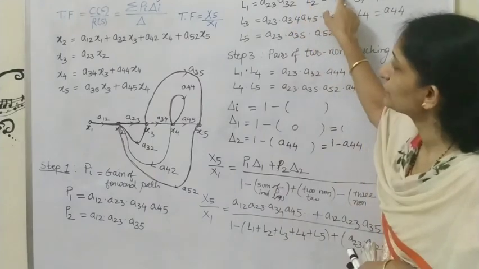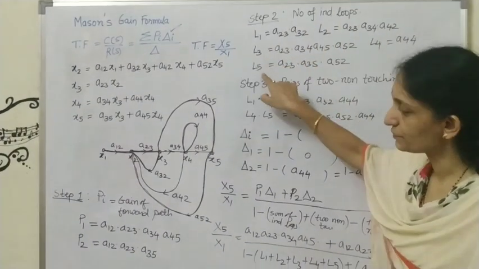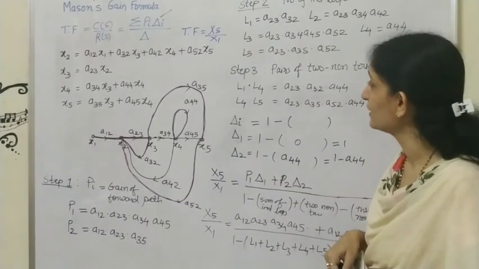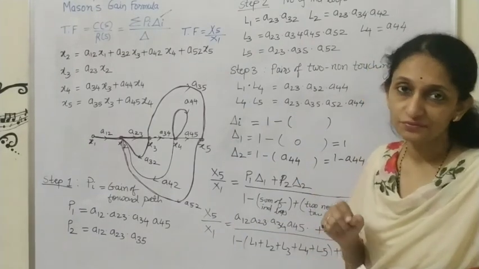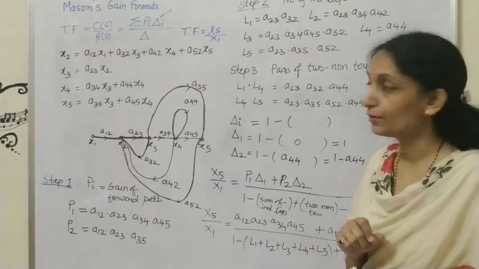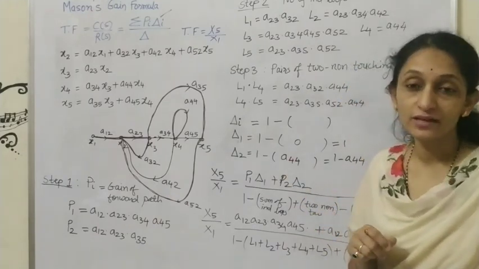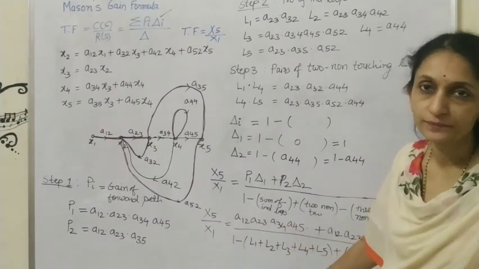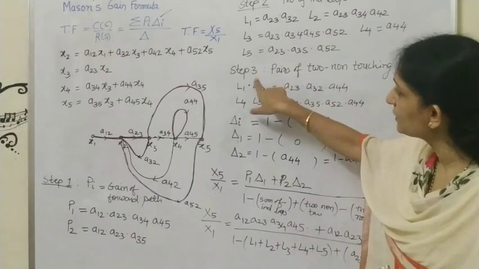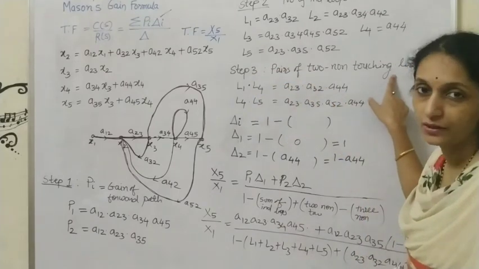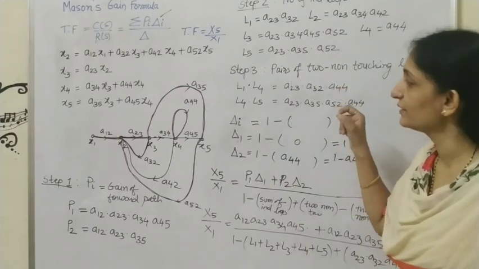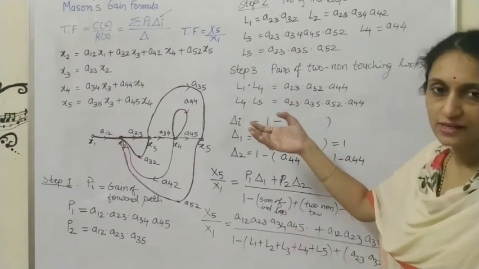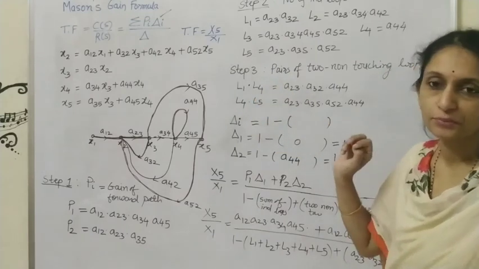Step number 2, you have to calculate the number of individual loops. So see, from the SFG you have to calculate the exact number of loops. If any loop is missing or the number of loops does not match the exact count, then your transfer function will be wrong. Then step number 3, pairs of two non-touching loops. Again the same thing, you need to calculate the accurate pairs of two non-touching loops. If 3 non-touching loops are there, there will be one more addition as step number 4.